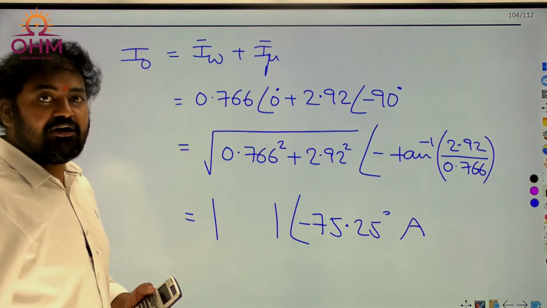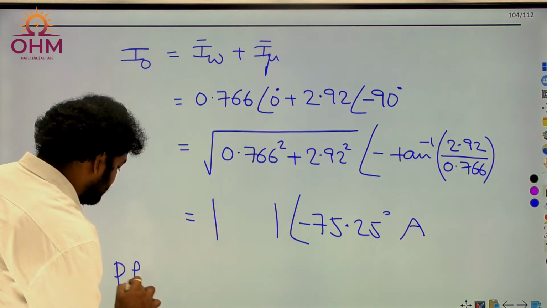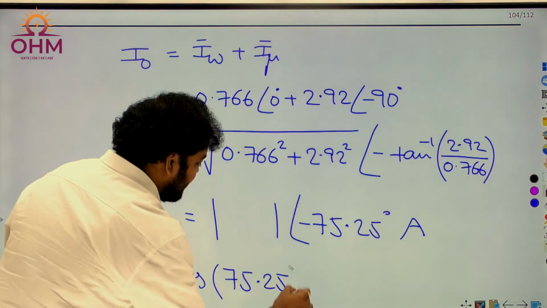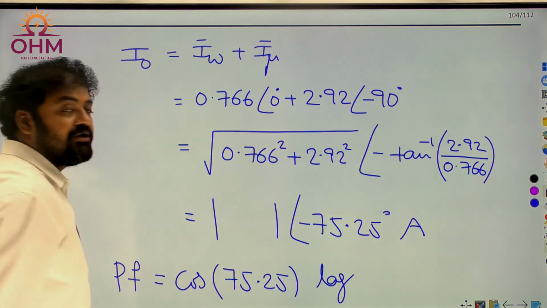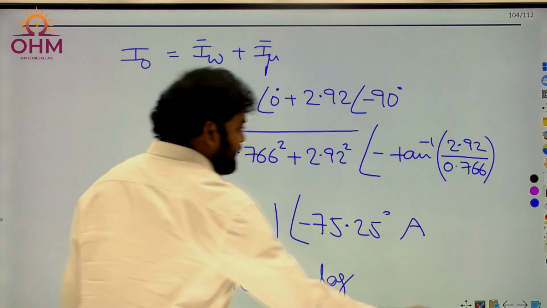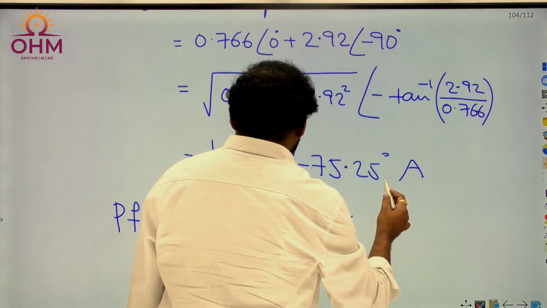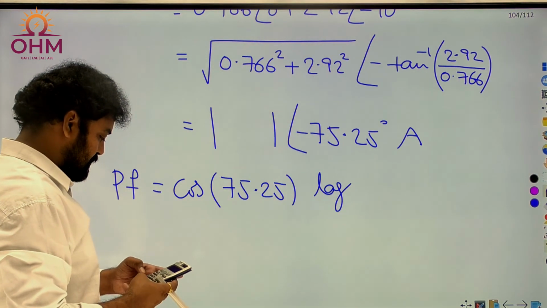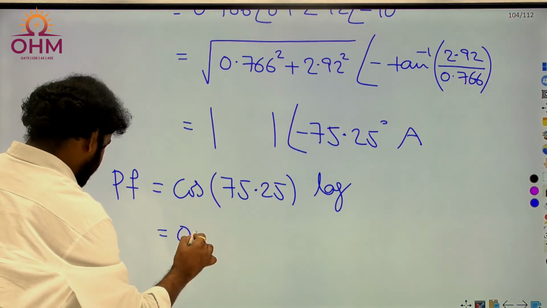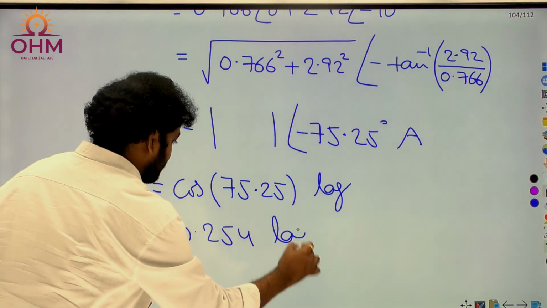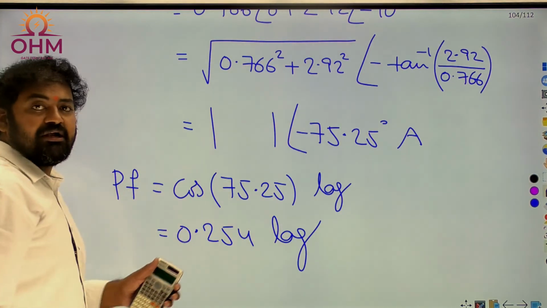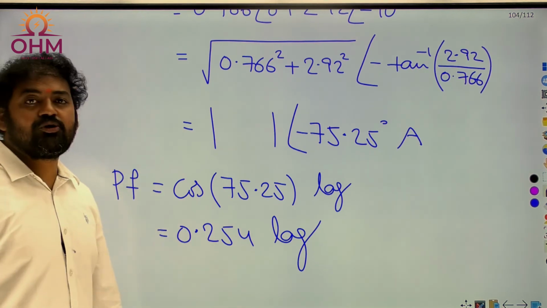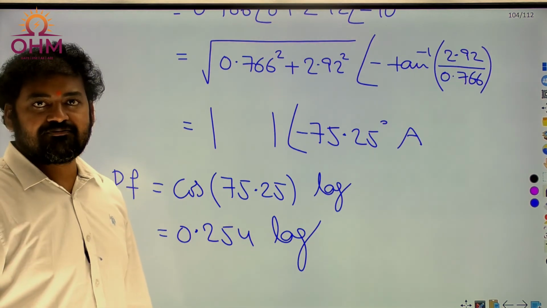If I know the angle, I can find the power factor. Power factor is equal to cos of that angle. 75.25, definitely a lagging power factor because there is a negative angle. So the final answer is cos 75.25, which is 0.254 lagging. If I made any mathematical errors, please correct them, but the procedure you need to understand. So the answer is 0.254 lagging. That is the correct answer.